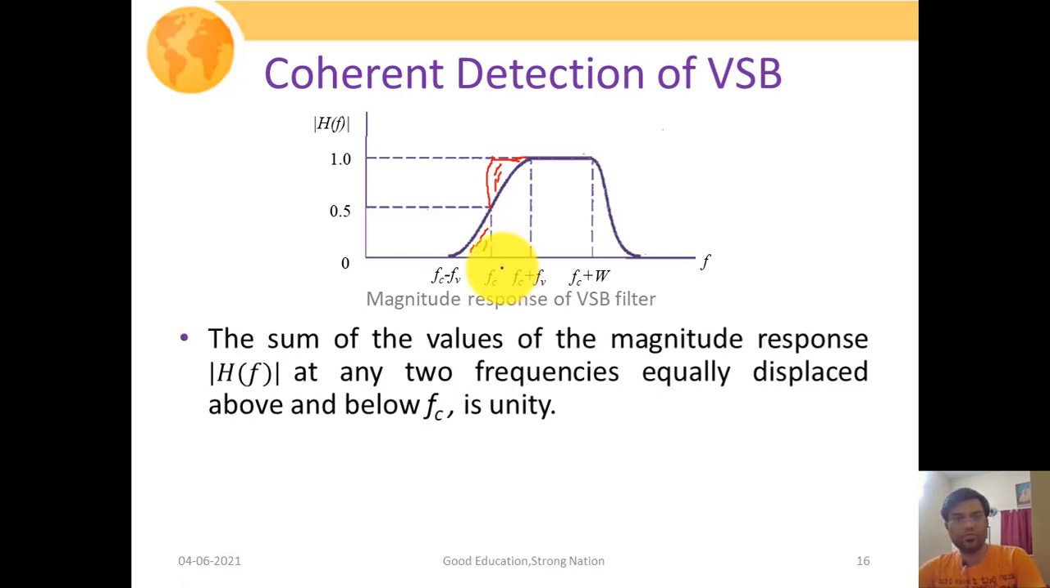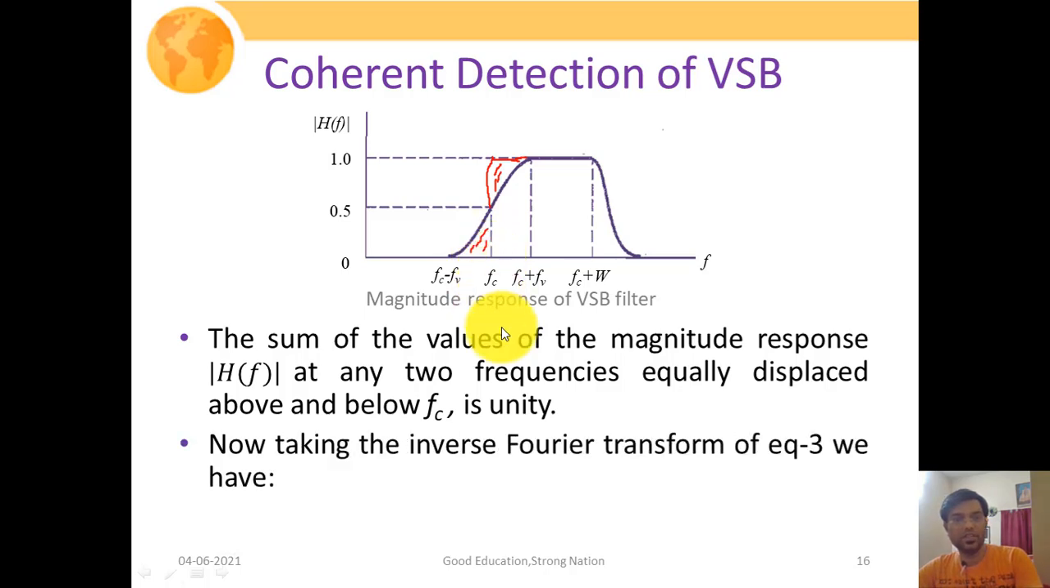So the sum of the values of the magnitude response, mod of H of f, at any two frequencies equally displaced above and below fc is unity. Now taking the inverse Fourier transform of the equation, we retrieve the original message signal back. So S naught of t will be equal to 1 by 4 times m of t. Obviously this is the attenuated form of your message signal, but after passing through a proper amplifier, we will get the actual message signal back.